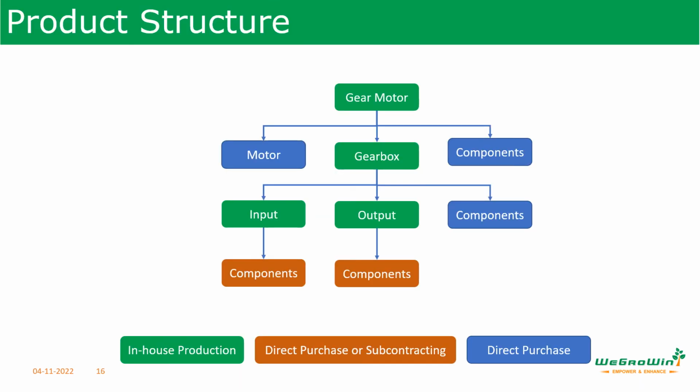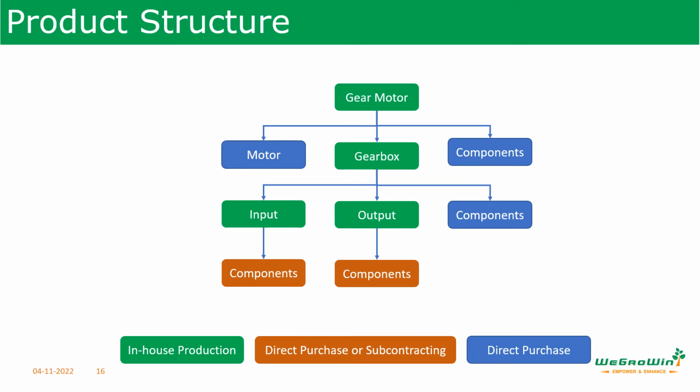For our training purpose, I'm taking a very simple example of the product, because we are taking the gear motor company as an example. To produce a gear motor, we need to have a gearbox and motor, where we need to have some components to combine this. And here the motor is purchased, components also purchased.